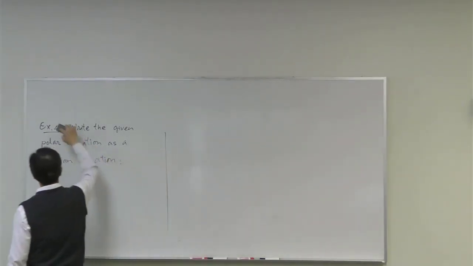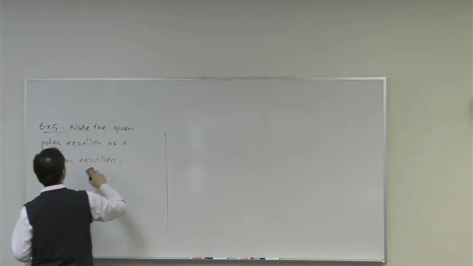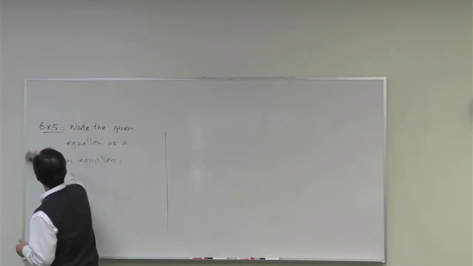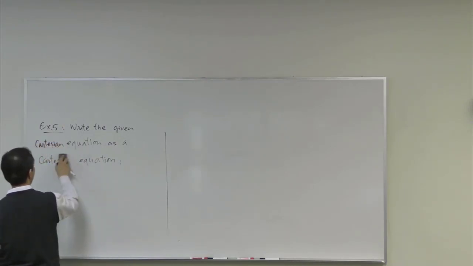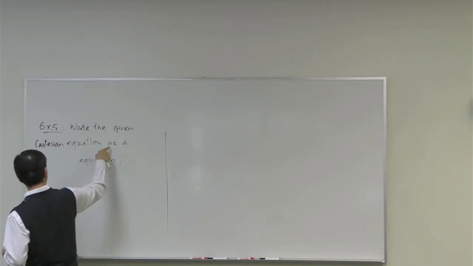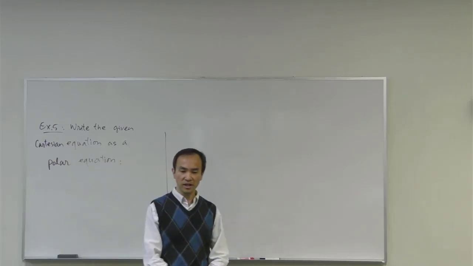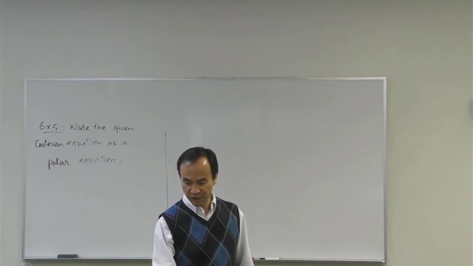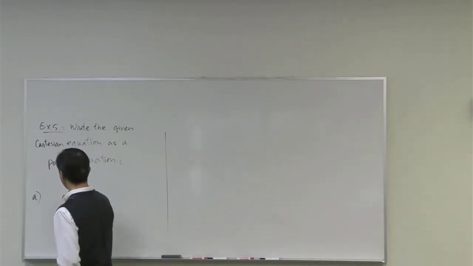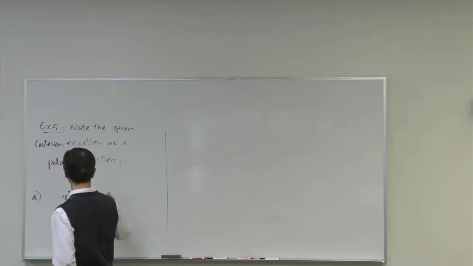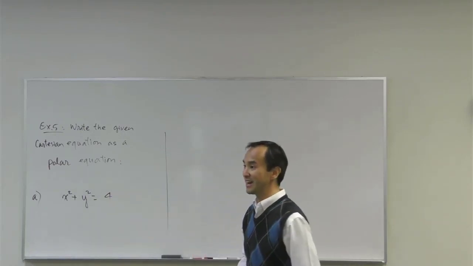Now, aside from that, let me take you to example 5 right here. We want to do the opposite way. We want to write the given Cartesian equation. So we have an equation written in Cartesian form, but we want to write it as a polar equation. So the work is opposite. We want to go from a Cartesian equation back into the polar equation. Just x squared plus y squared equals 4, for example. This equation here is a Cartesian equation. Right? It has only 2 variables.